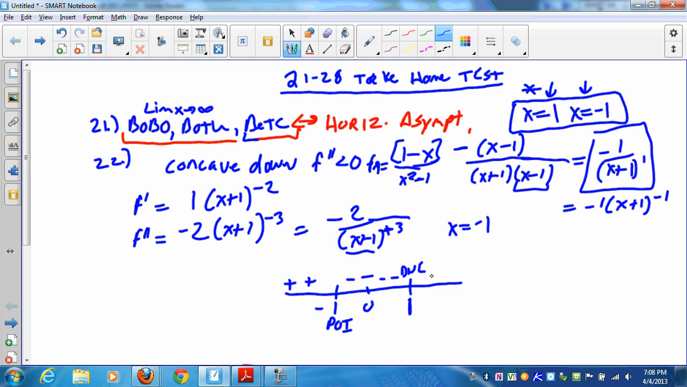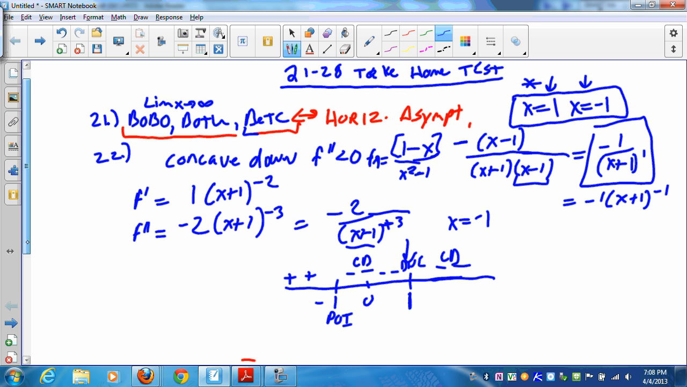And remember, at 1 it doesn't exist, so let's go ahead and check it out over here at a big positive number. So you take a big positive number, add 1 to it, and cube it, still positive. But you divide negative 2 by that big positive, and you get another negative. So it's concave down here, but remember that since it doesn't exist there, technically it's not really concave down in that region. So keep that in mind when you're answering that one.